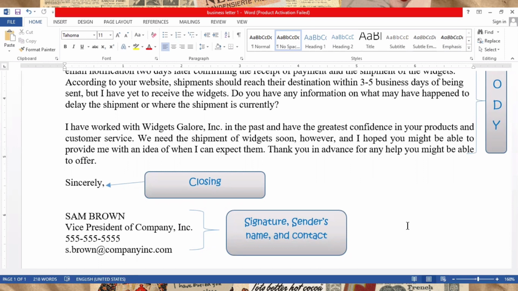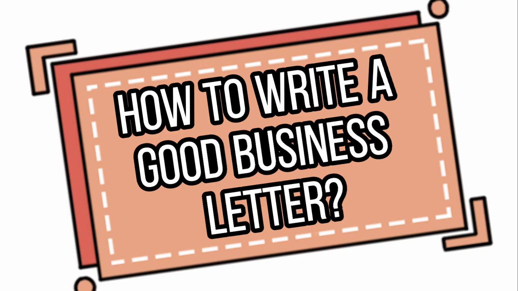And you have to leave at least 3 to 4 spaces for the signature, and then write the complete name of the sender and the contact, and if there's an email address, write the email address. So the example given here is Sam Brown, that's the name of the sender, and Vice President of Company Incorporated, that's his position or designation, and then the contact number 555-555-5555, and the email address s.brown@companyinc.com.